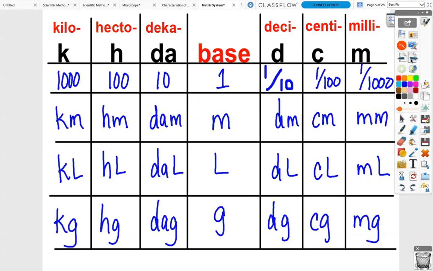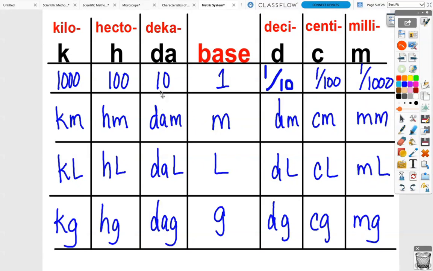This chart is very useful for converting in the metric system. In the middle here, I've put the bases. We have meters if you're measuring distance, liters if you're measuring volume, and grams if you're measuring the mass of something. To the left and to the right, you have prefixes that you can add to those base unit measures.